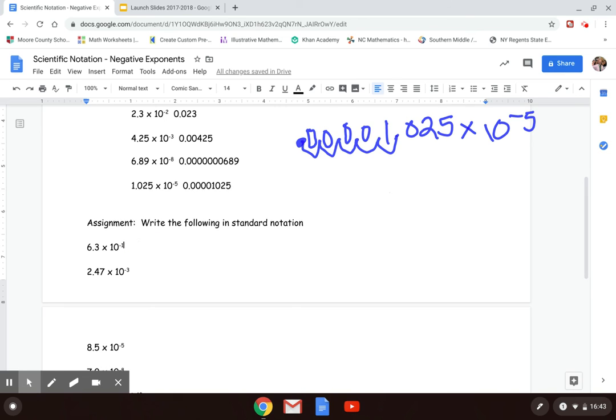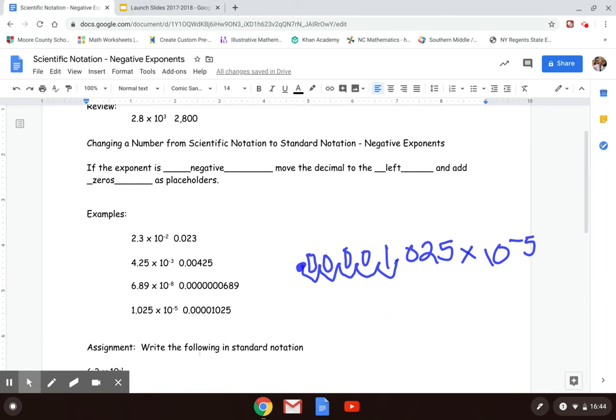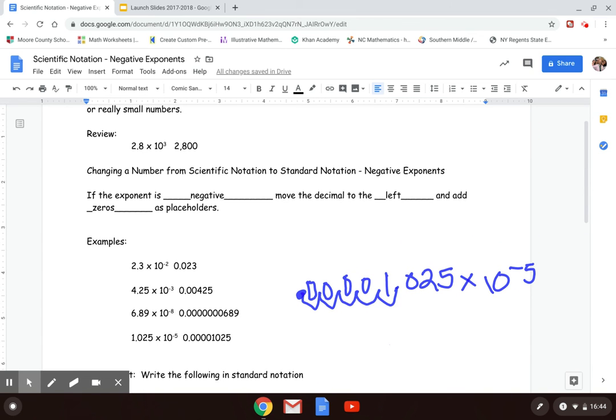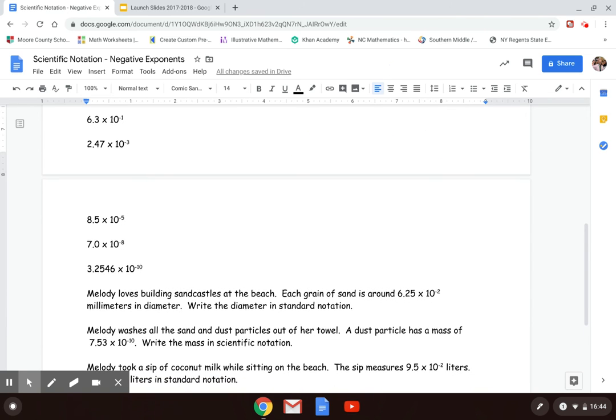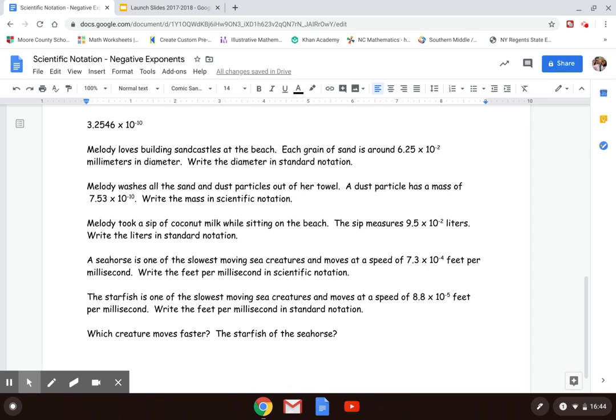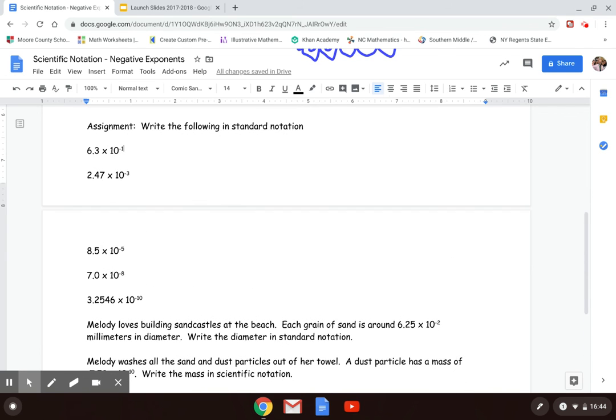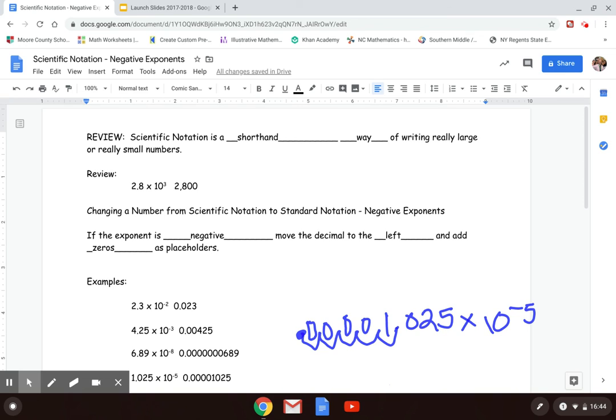All you're going to do next down here is, each of these says to write the following in standard notation. You would just do just like I did for the 4 examples that I taught you. Since these are all negative exponents, you're going to move the decimal to the left, and you're going to add the zeros as placeholders. You've got 5 word problems to read and decode, and then at the end of it, 1 question doing a comparison between the last 2. If you have a question on any of this, feel free to send me a message. If you need to come up on Google Meet, we can do that.